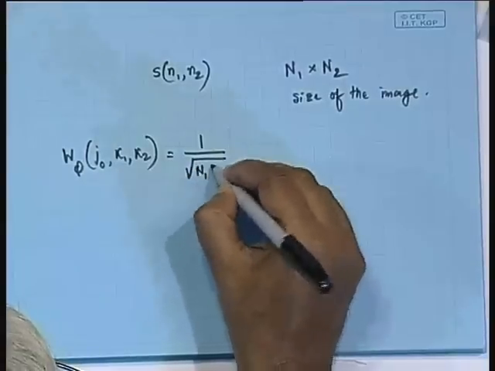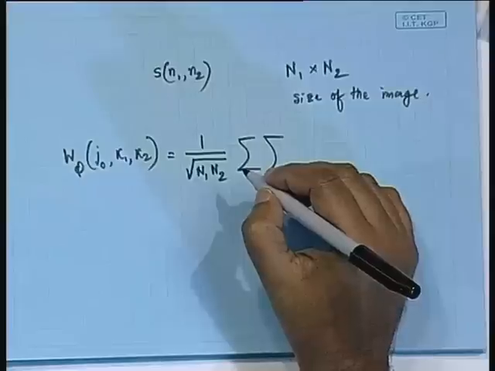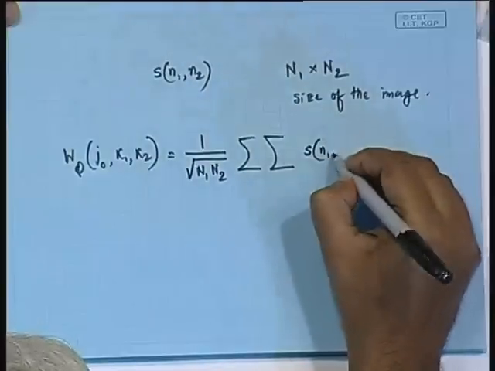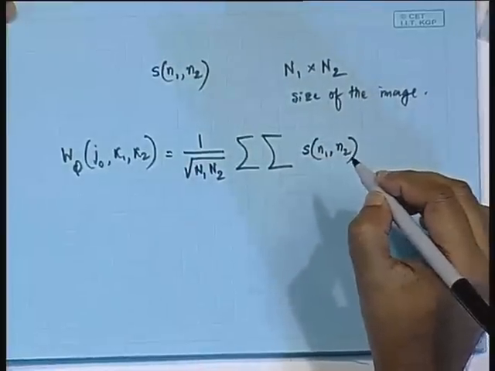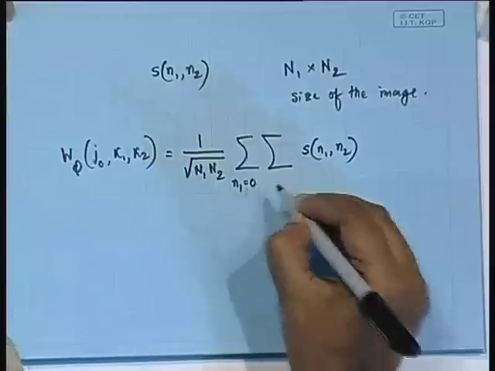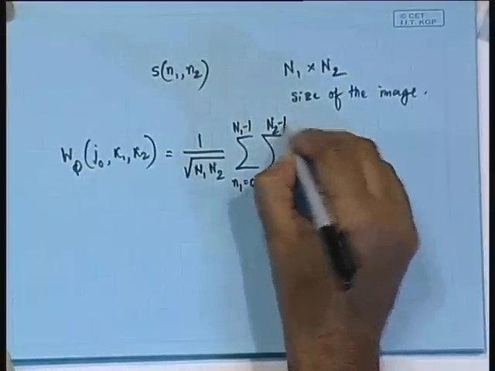Okay. So, W phi J0, J0 being the scale, K1, K2 will be the wavelet filtered image, and this can be written as, a general form of the two dimensional discrete wavelet transform, would give us 1 upon root over N1 N2, and because it is a two dimensional thing, we will have a double summation, and the scaling filter of course will be applied to the image signal which is S N1 N2, right, and the index N1 will go from 0 to capital N1 minus 1, and N2 will go from 0 to capital N2 minus 1.